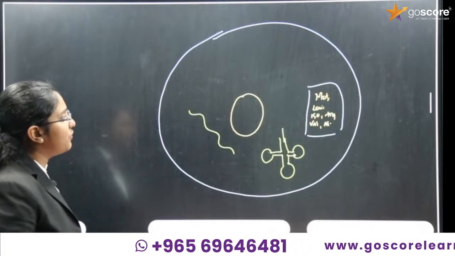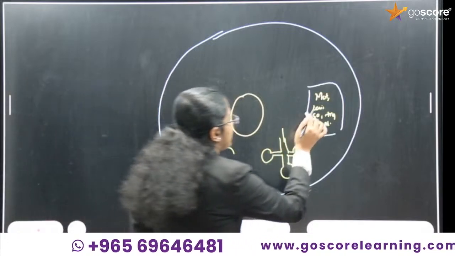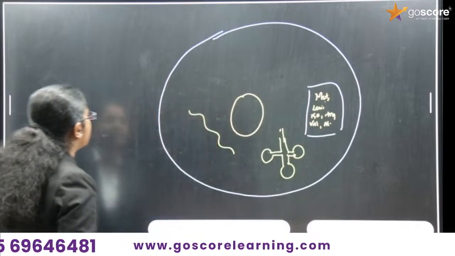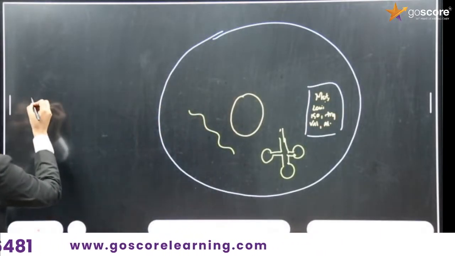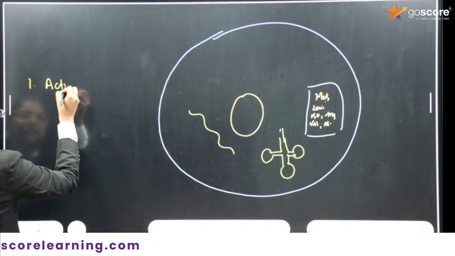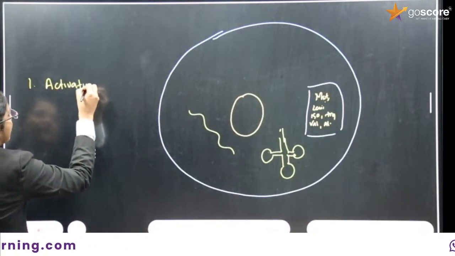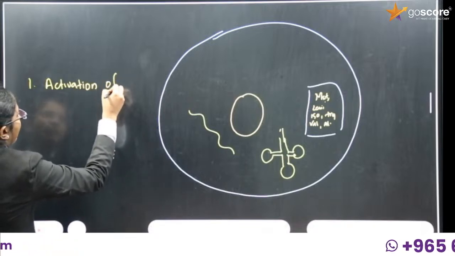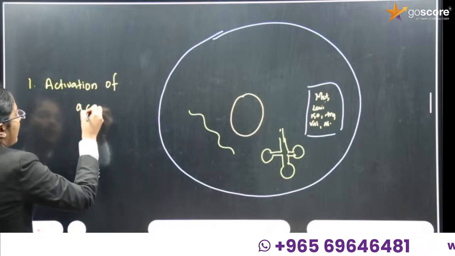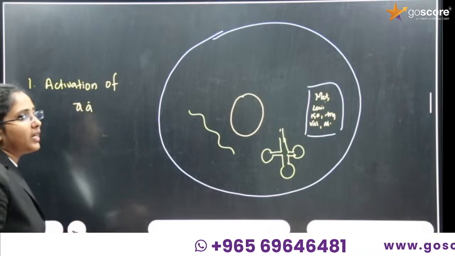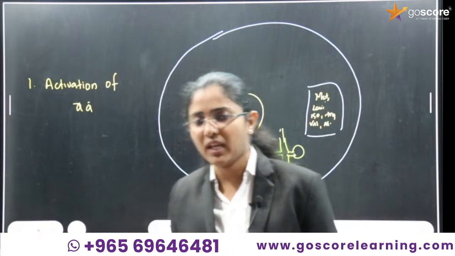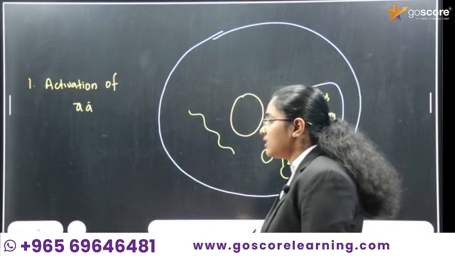So the first step is to transfer the amino acid to tRNA. What is the first step? We'll call it activation of amino acid. That is the first step before the translation steps. Why does it have to get activated? It has to meet the energy requirements.